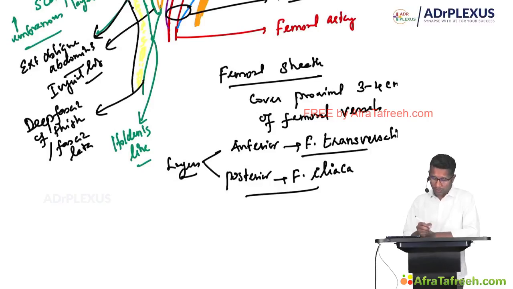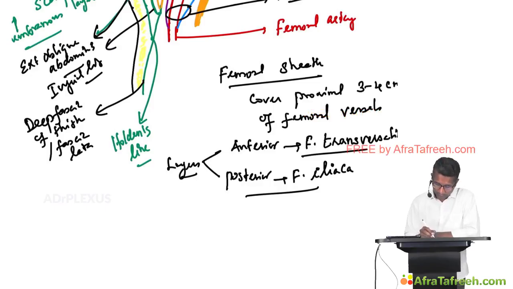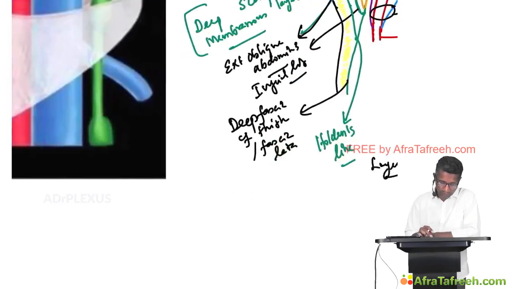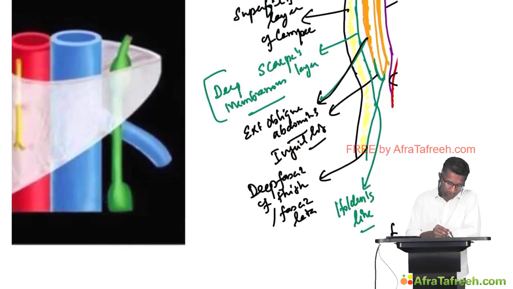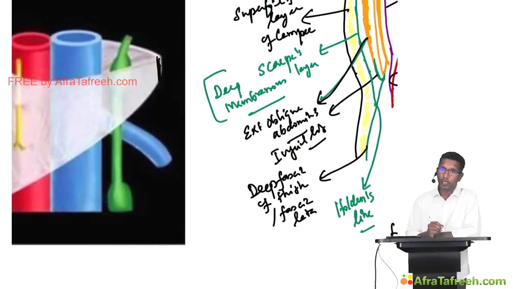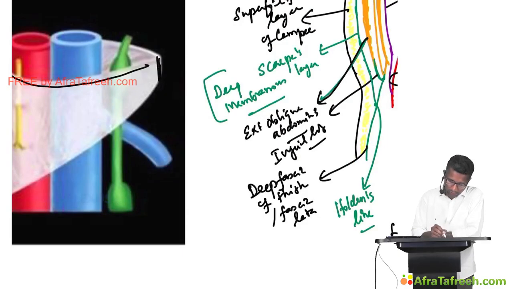The femoral sheath is not equal on both sides. If you see the femoral sheath here, it is longer on the lateral side and shorter on the medial side. So it has an anterior layer and a posterior layer.